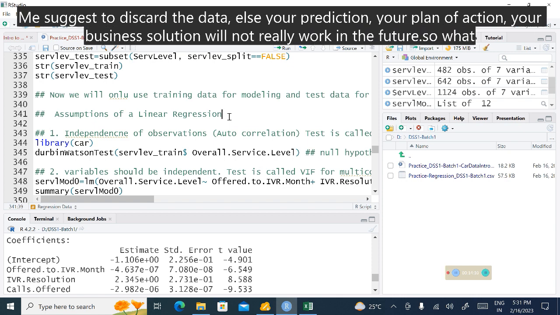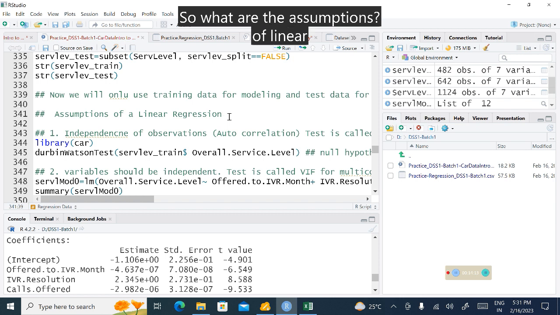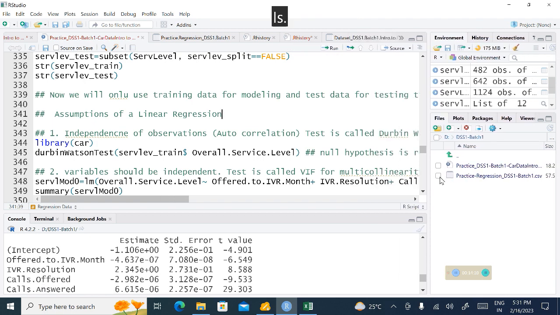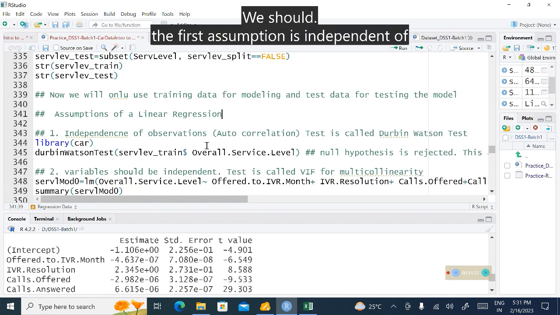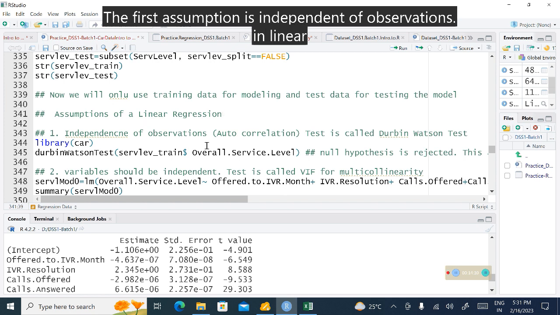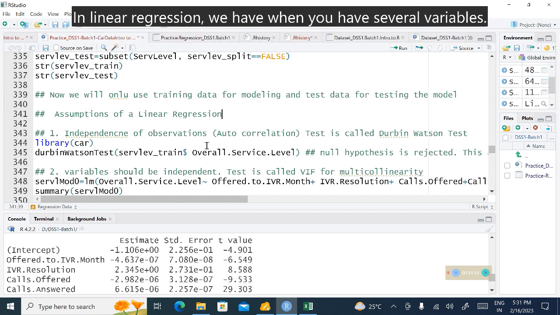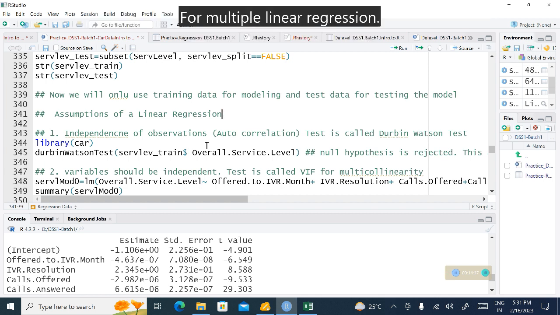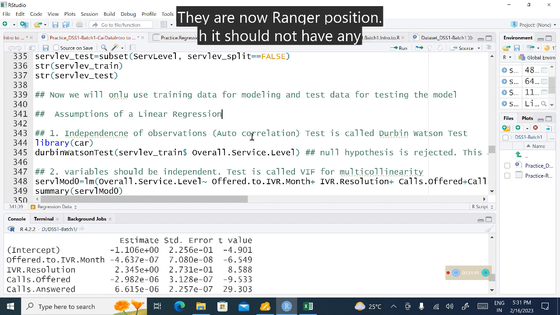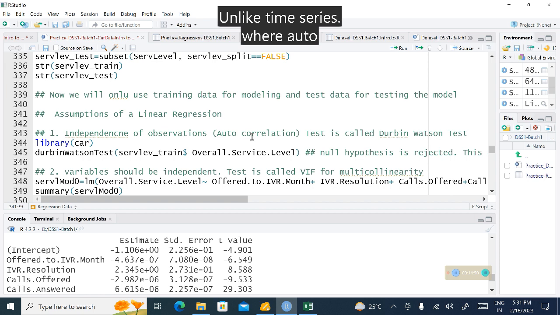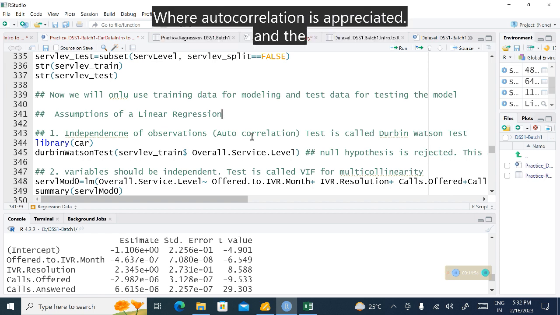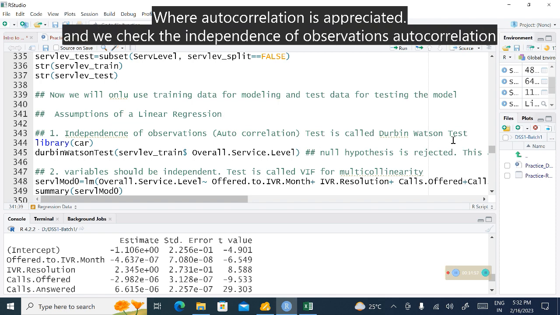So what are the assumptions of a linear regression model? The first assumption is independence of observations. In linear regression, when you have several variables for multiple linear regression, they are in a random position. It should not have any autocorrelation, unlike time series, where autocorrelation is appreciated. And we check the independence of observations, autocorrelation, by a test called the Durbin-Watson test.